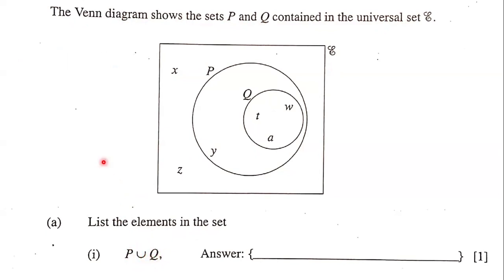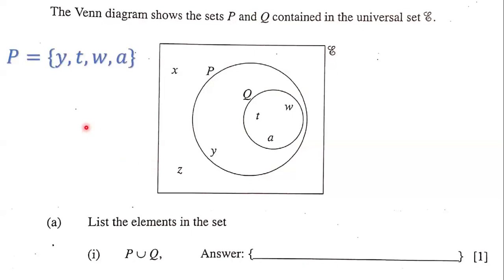So first, what are the elements of P? Well, the elements in set P are Y, T, W, and A. Indeed, this large circle represents the set P, and all of the elements inside this big circle are elements of P. So Y is an element of P, T is an element of P, W is an element of P, and A is an element of P. So those are the elements of P: Y, T, W, and A.